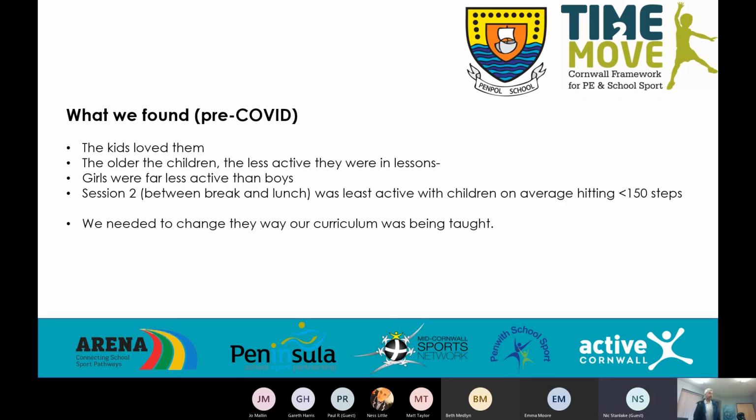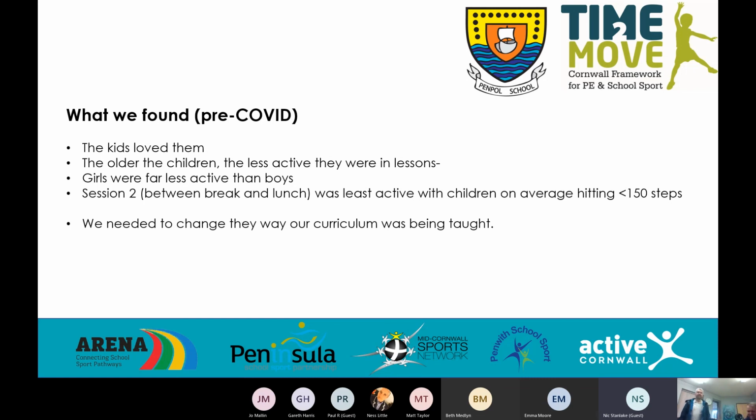Okay, so what we found out before COVID. We only had these for about 3 weeks before the schools closed, so we're very much in the infancy of rolling them out, but the kids have loved them. The older children seem to be way less active than the younger children. And I think this is due to the expectations of the classroom. I think the older the children get, the more we expect them to sit down and do their work.